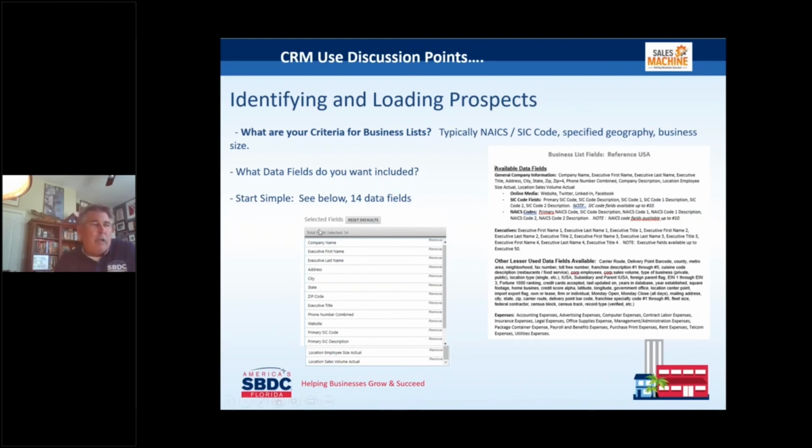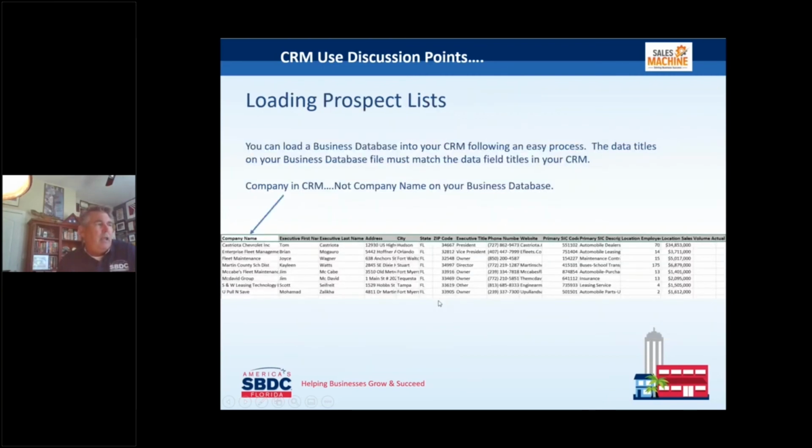Something simple where you're just getting the data that you're looking for that has value to you. Now there might be some of this, the credit score alpha, or is it a home business, or do they own or lease? If there's value to you, we can plug those in, we can add those over here. If there's no value to it, don't worry about it. Okay, so here's what a business list typically looks for.